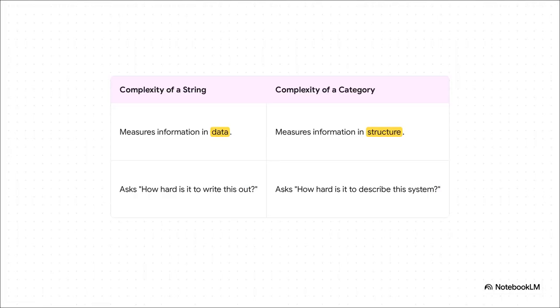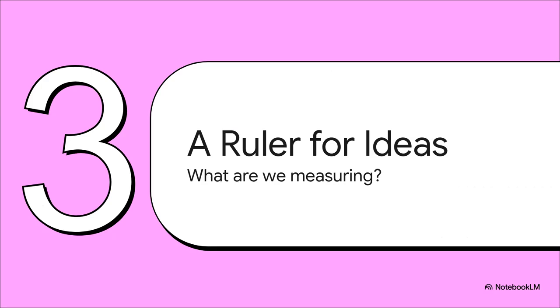This is the key difference right here. We're making a huge shift. We're going from measuring the information locked inside of data to measuring the information locked inside of a structure. The question isn't just how hard is it to type this out anymore. Now it's how hard is it to describe this entire system. Okay, so we've got this new tool, this new kind of ruler. But what is this ruler for ideas really measuring? What does it actually tell us about the world?